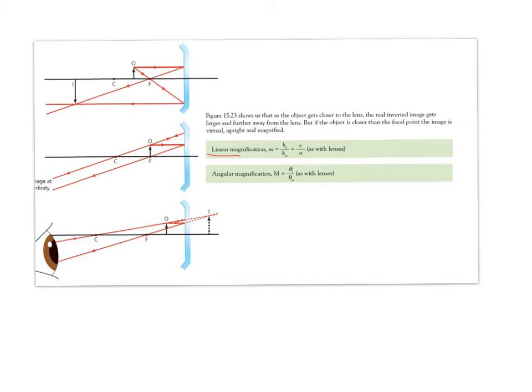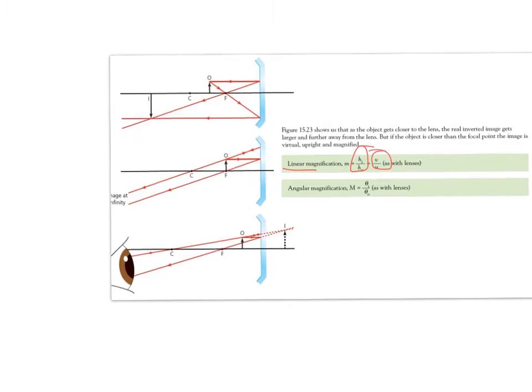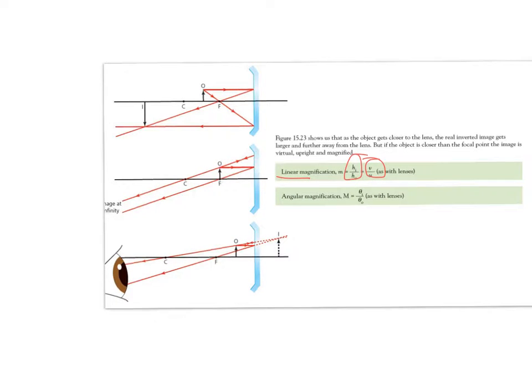We have linear magnification, which is simply the ratio of the two heights, or the ratio of V over U, considering distances. Now, what do we mean by V and U in this case? Well, it's exactly the same. The U value is from the object to the mirror, and our V value is from the mirror to the image.